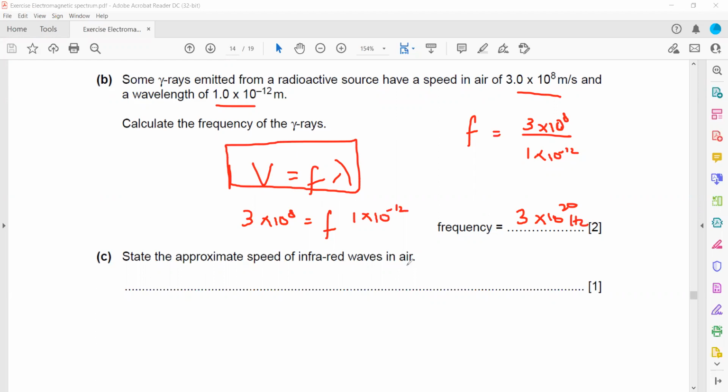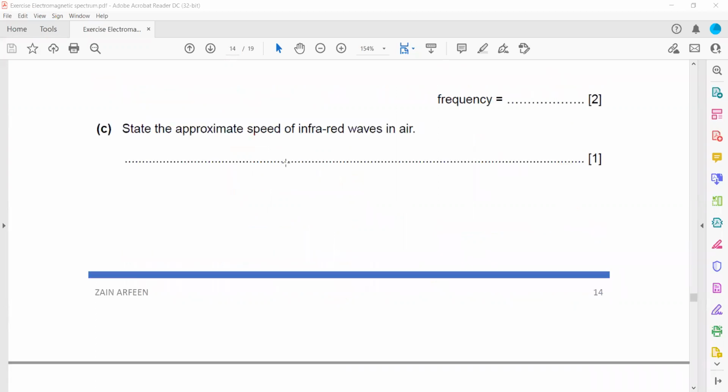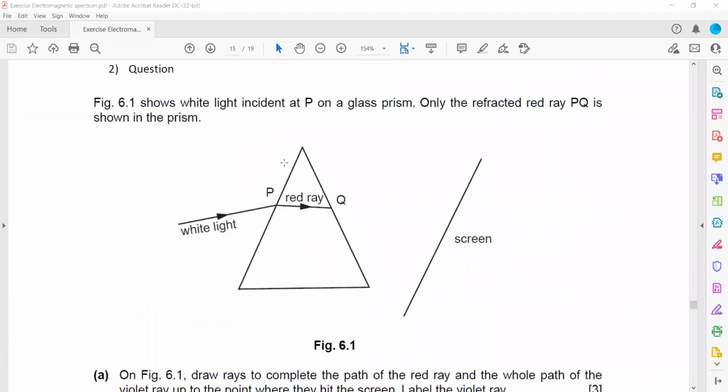State the approximate speed of infrared in air. In a vacuum or air, we consider in air it is slightly less, but we consider all have the same speed, which is 3 into 10 to the power 8 meter per second, or you can say 3 into 10 to the power 5 kilometer per second. So 300,000 kilometers every second these radiations can travel.